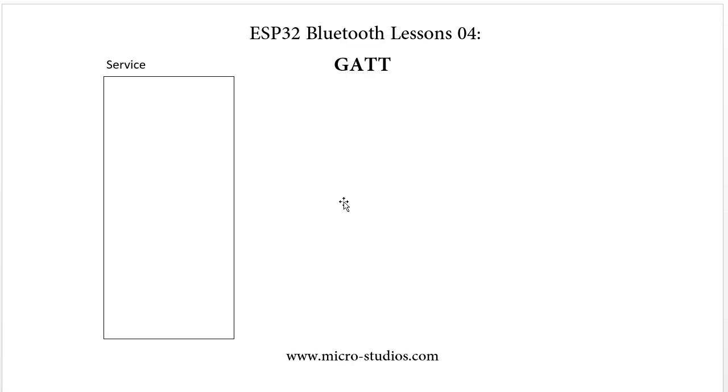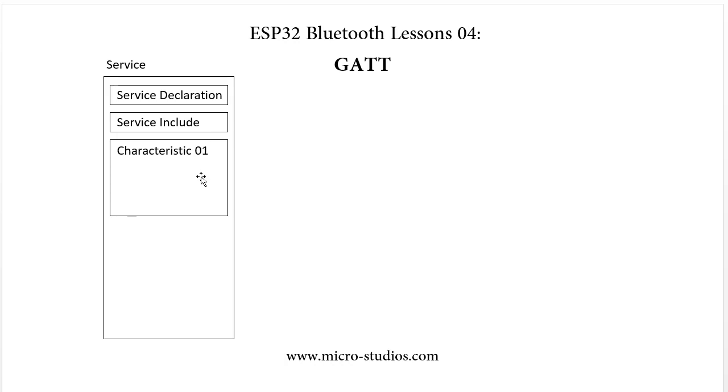Let's take a look at the service. For the service, it will include the following parts. The first one is the service declaration. The second one is the service include. The third one is all kinds of characteristics, this 01 and 02. Maybe we have more. Okay. So let's take a look at the service declaration first.